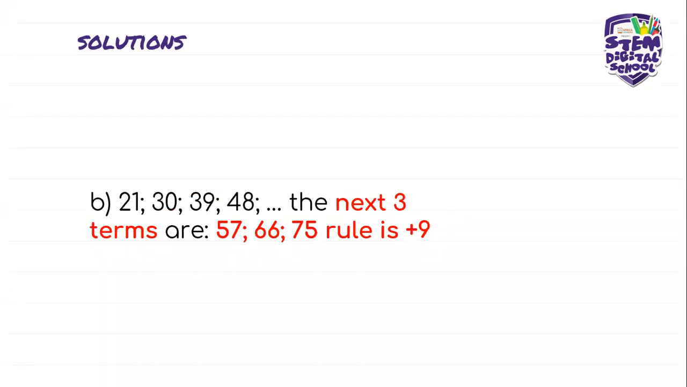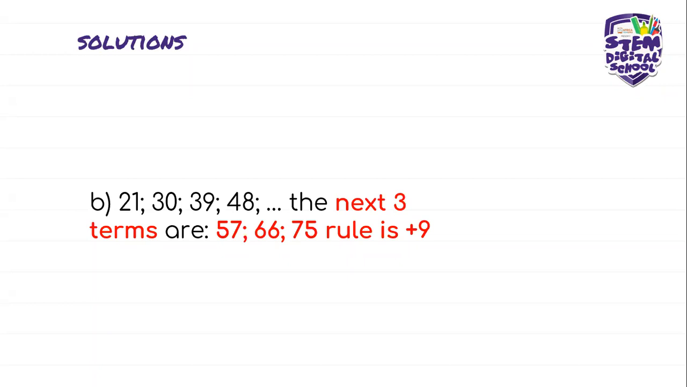And of course, we carry on to see that in B as well, you also have a constant difference. You can tell that if you subtract 21 from 30, you get 9. If you subtract 30 from 39, again, you get 9. And if you do the same, 48 minus 39, you also get 9. Again, you have a constant difference, which in my view, the rule can be described as +9. So you add 9 to get to the next 3 terms.